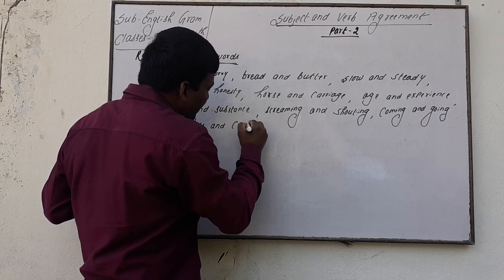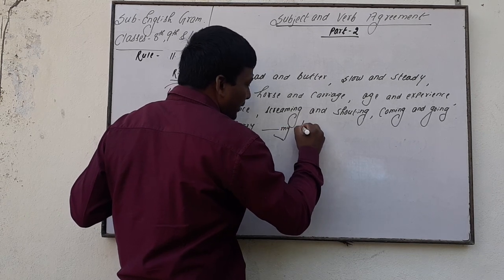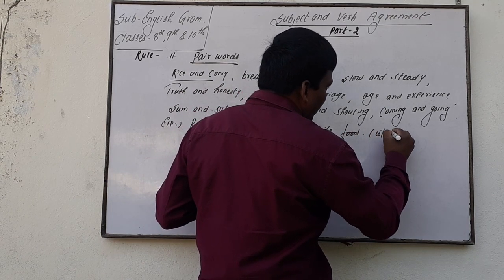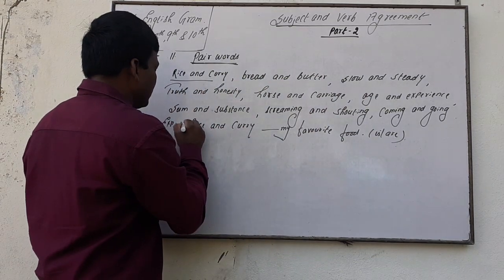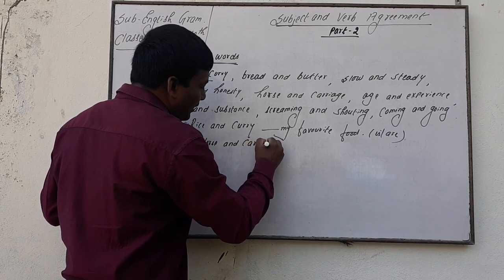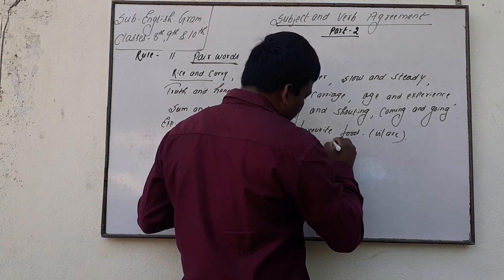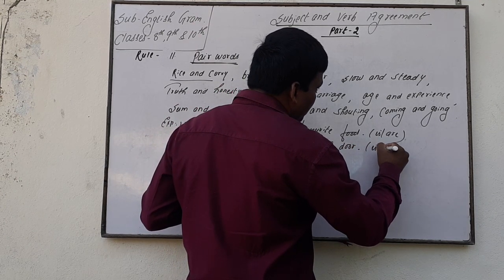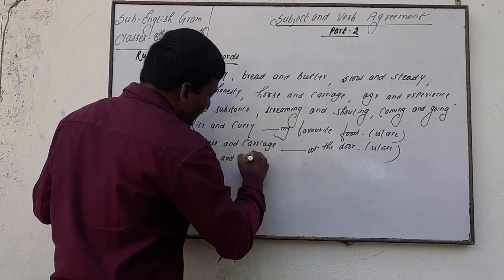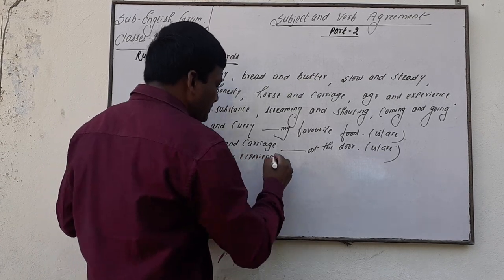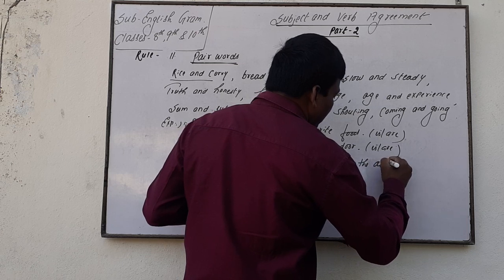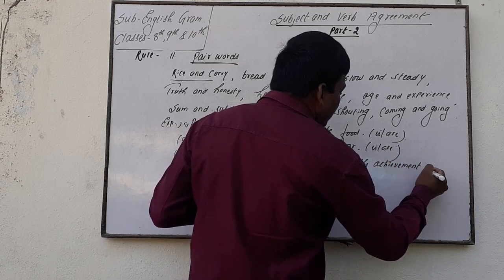"Rice and curry is my favorite food." "Horse and carriage is at the door." "Age and experience is needed for achievement."